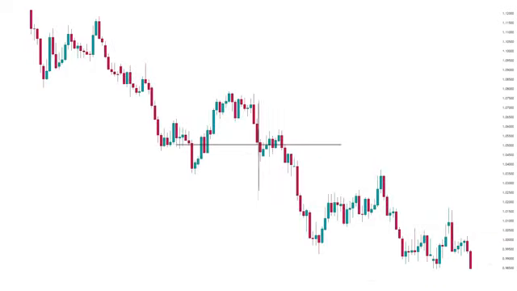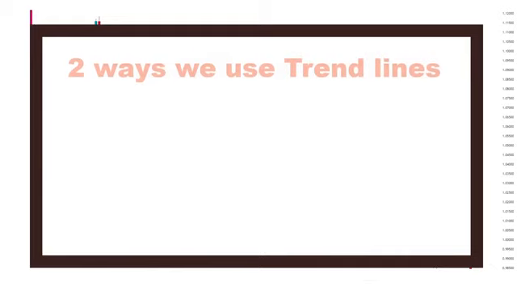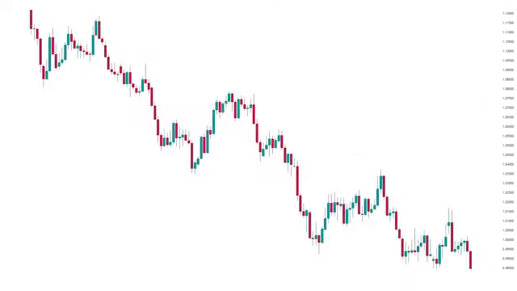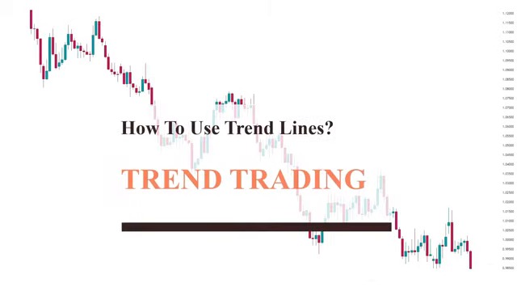So, we combine trend lines with price action in two major ways. First, we have a trend continuation trading strategy. And second, we have a reversal trading strategy. Let's start with the first one, the trend continuation strategy using trend lines.